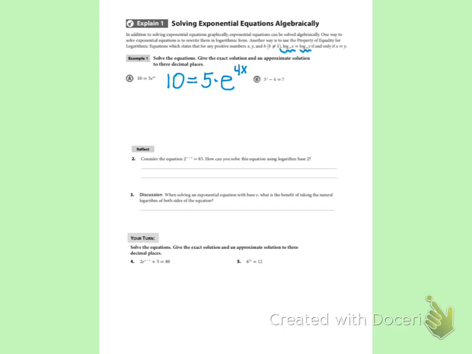So we're going to start to work our way to getting that out of that position. And so step one would be maybe to get rid of this 5. That's kind of like the coefficient here. So if I divided both sides by 5, then that would make the left-hand side be 10 divided by 5, which is 2, and the right-hand side be e to the 4x.